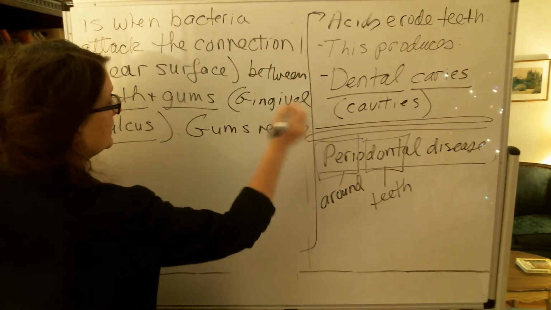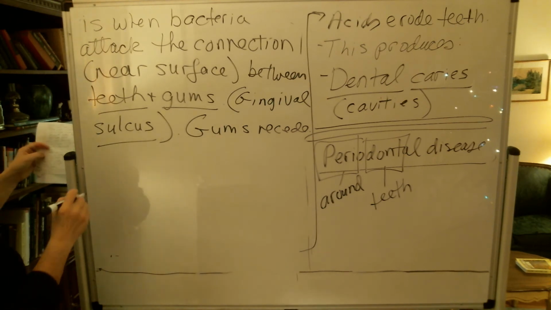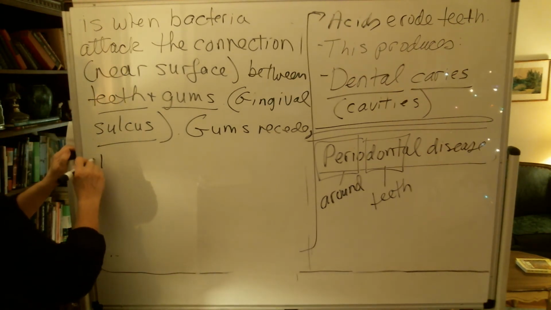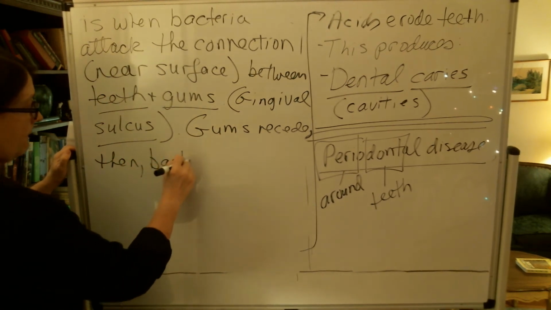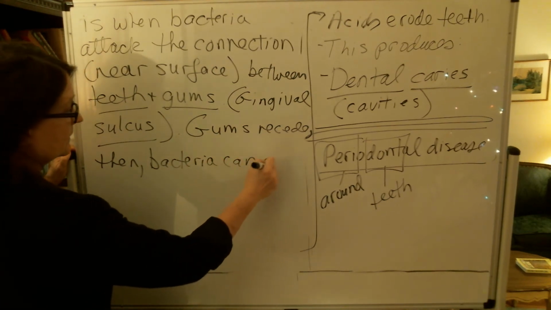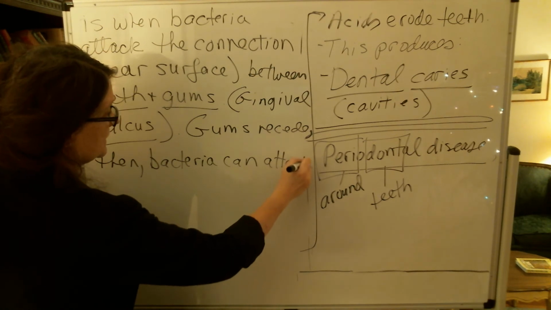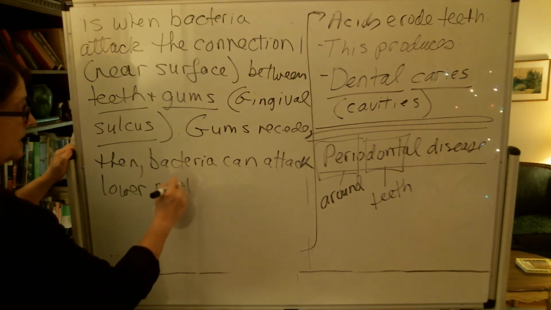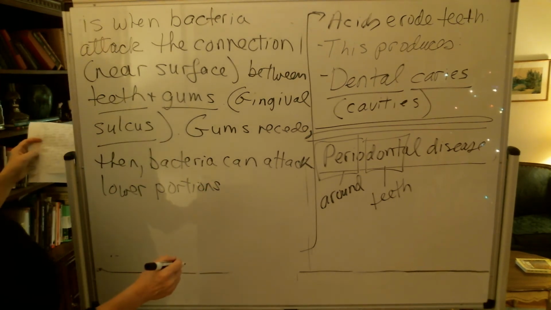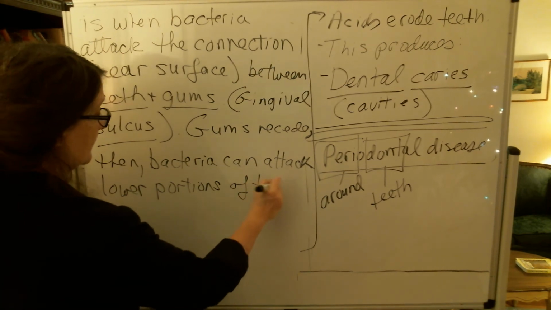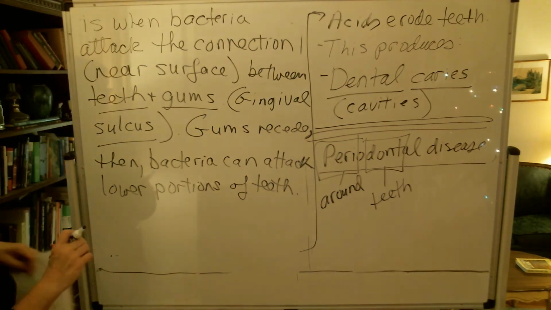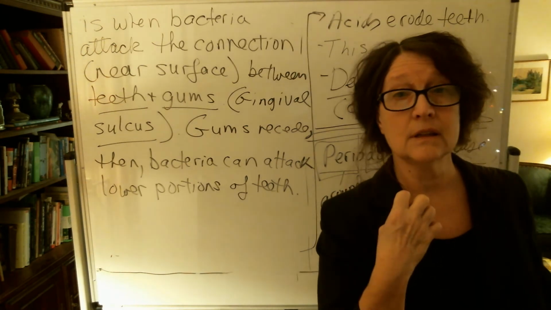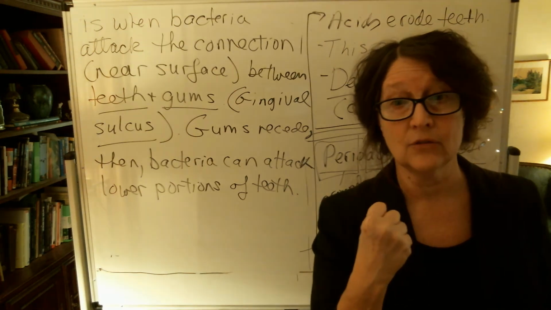the gums recede. You may have seen that on people. The problem then, however, is that bacteria can attack lower portions of the teeth. So they can keep going down and down and down. And eventually, if this goes on far enough, then you can wind up having the connection between the teeth and the gums actually eroded away down to the point where the tooth can fall out.